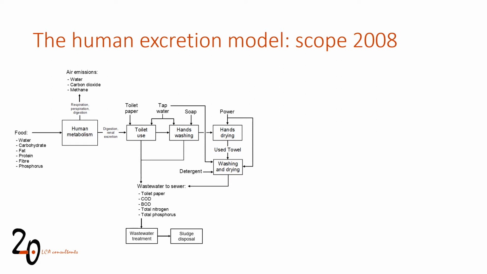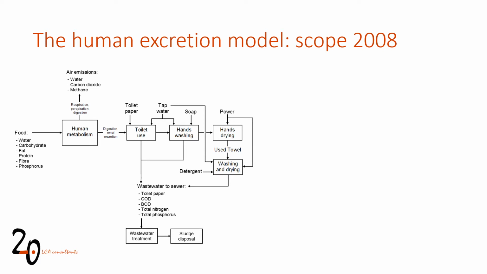In this diagram you see the scope of this model. The starting point is the food composition, so you have to define the water, carbohydrate, fat, protein, fiber, phosphorus content in the food, and the model calculates certain emissions to the atmosphere such as carbon dioxide and even methane. And then it also calculates the amount of human excreta that will go down the drain when using the toilet.